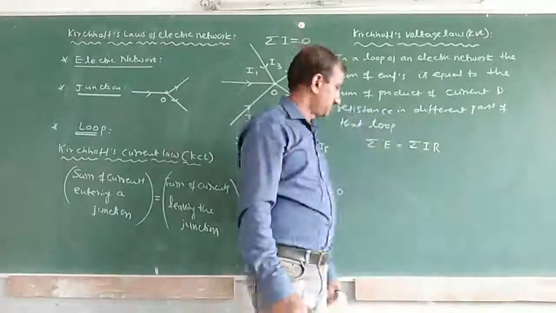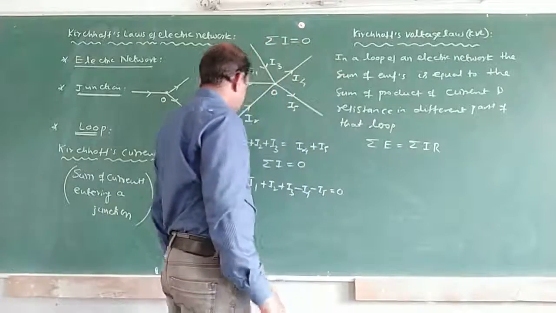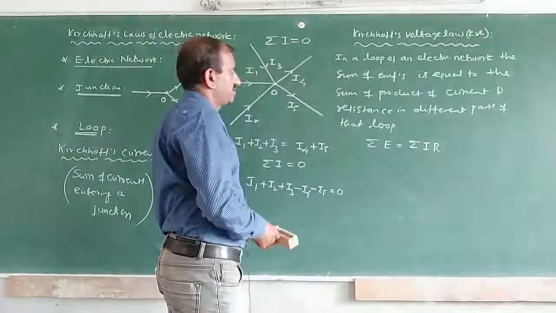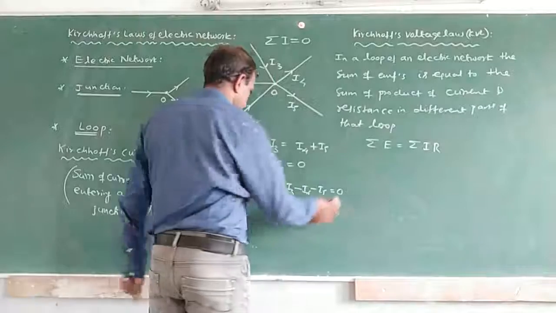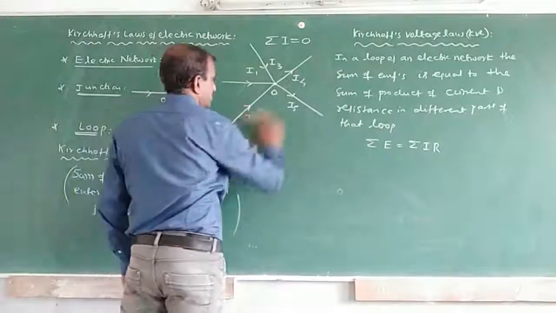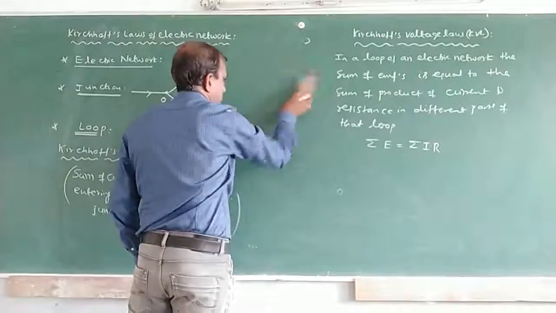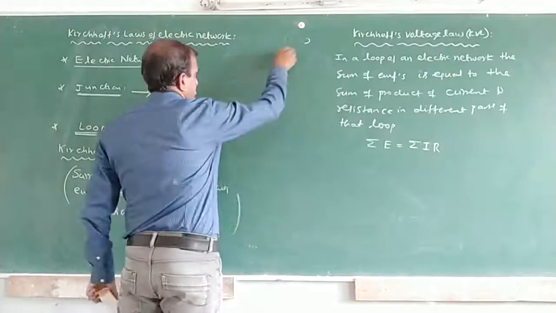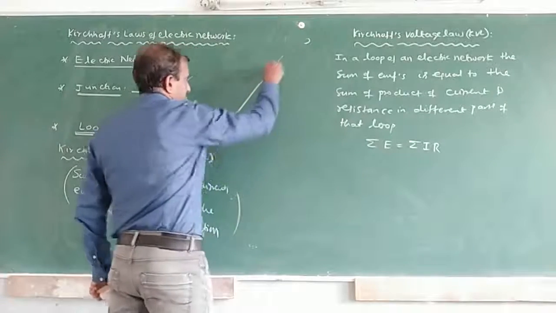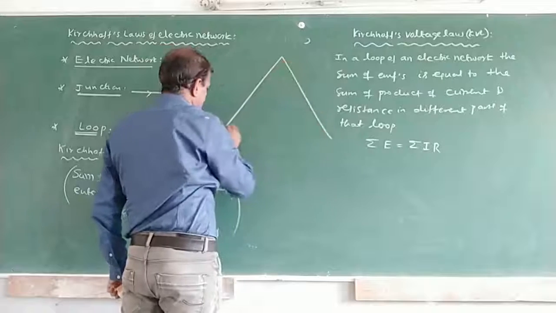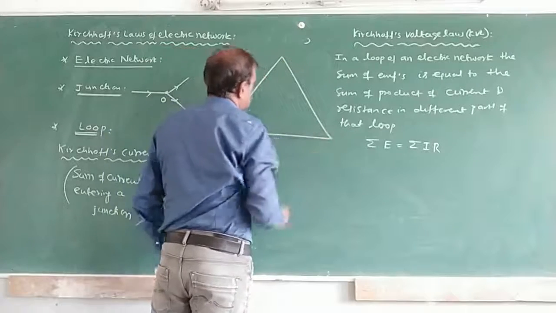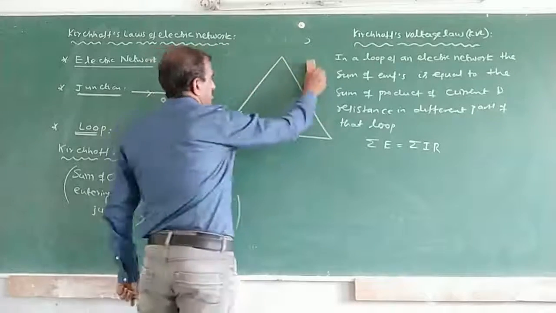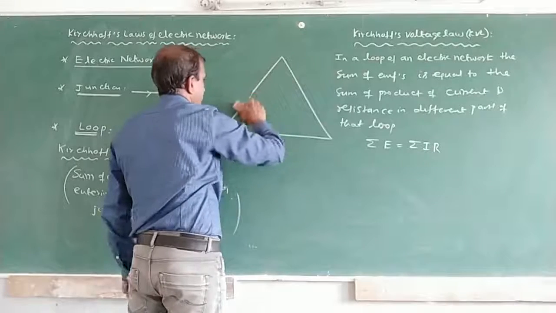Let us consider an electric network to explain Kirchhoff's voltage law. Let us take an electric network. Suppose this is an electric network. As I said, an electric network consists of resistors and cells connected in a complicated manner.